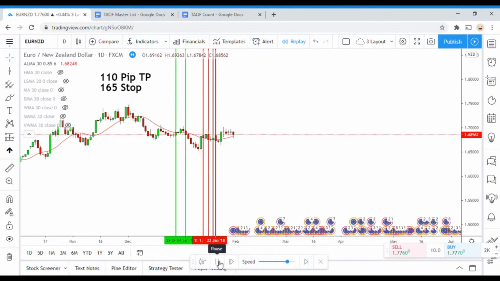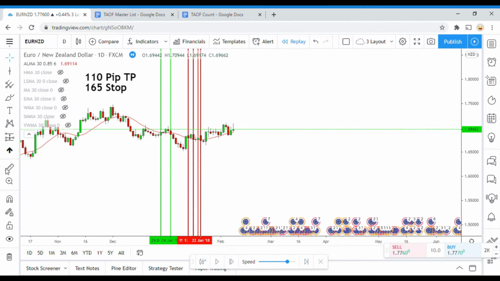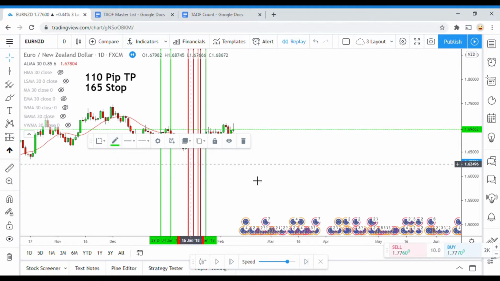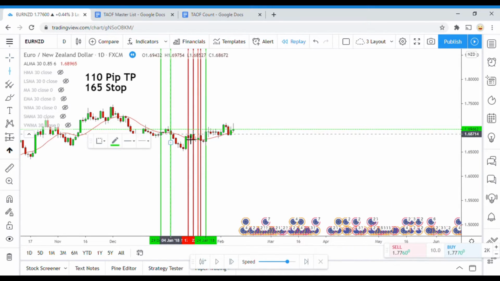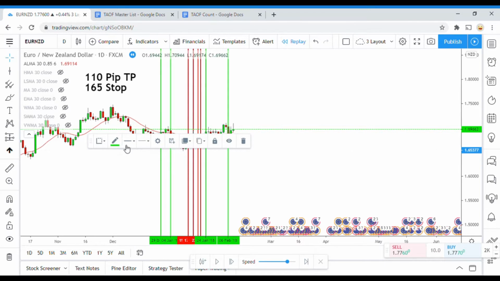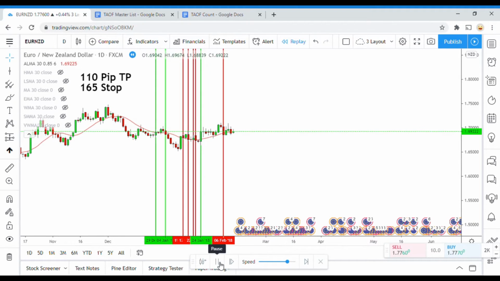Before then breaking back up above, and let's see. Looks like it was able to hit target. Yes, it was. Before this one hit target. Alright, then it came down, broke down below here, before moving right back up.